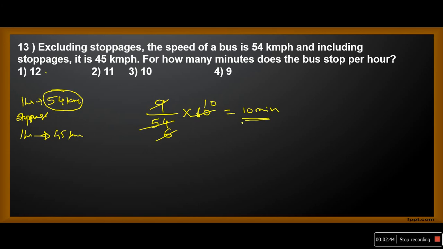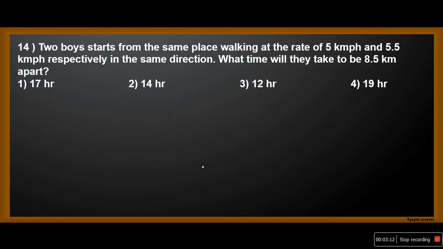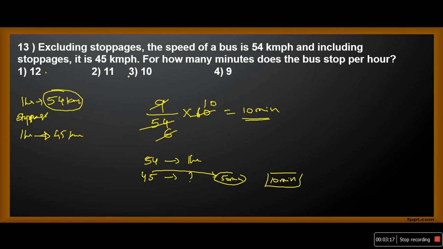The logical way of solving this is, to cover 54 kilometers, it is taking 1 hour. To cover 45 kilometers, how much time will it take? On solving, you will get 50 minutes. It means it traveled for 50 minutes. What is the time left over? That is nothing but 10 minutes. So for every 1 hour, it stops for 10 minutes. I can go either by this method or by that method. So the answer here is option 3.